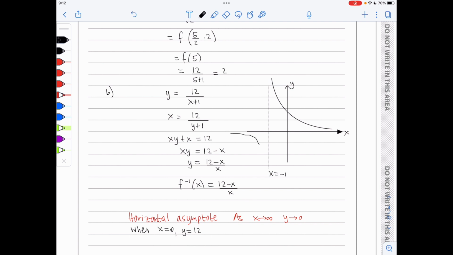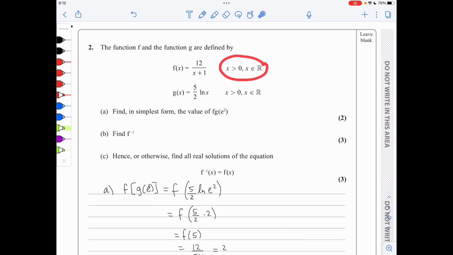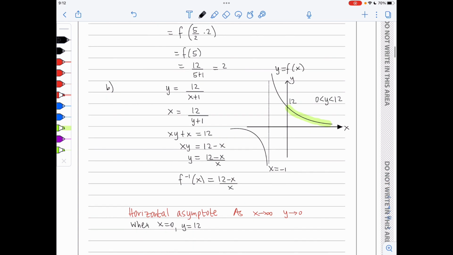I haven't yet incorporated the restriction we had. We were told that f of x is defined for x greater than 0. So it means that it's only this part of the curve that I'm interested in. So this is f of x. So I see that the range of f of x, the output, is between 0 and 12. And we know that the range of f is the domain of f inverse. And therefore, when I come to find algebraically an expression for f inverse, I also need to provide the domain, and the domain is between 0 and 12.